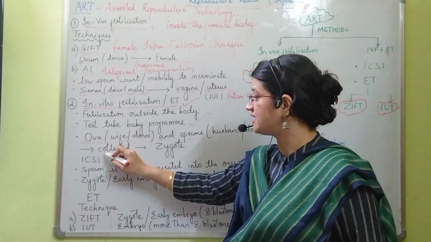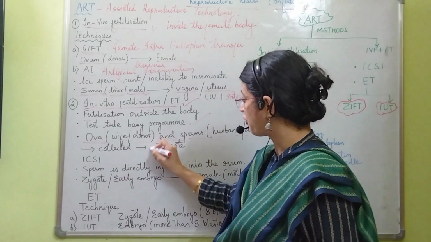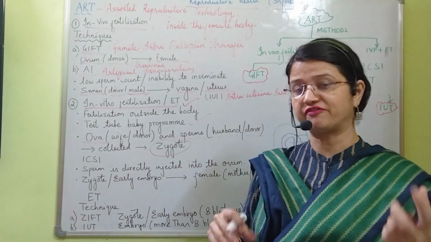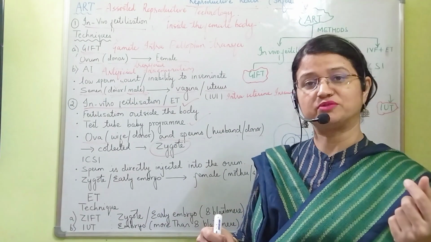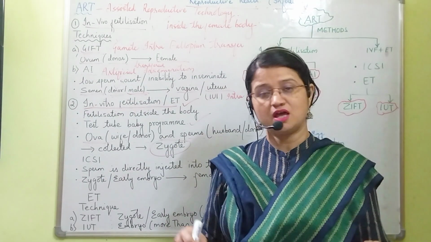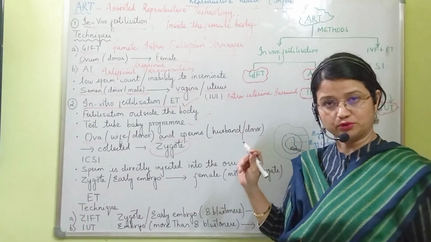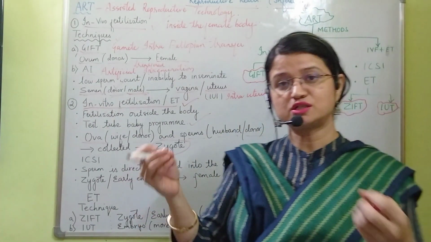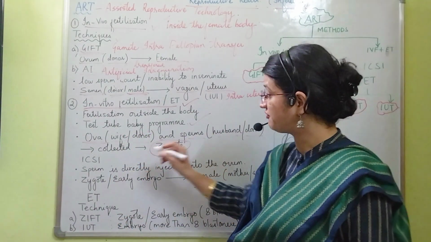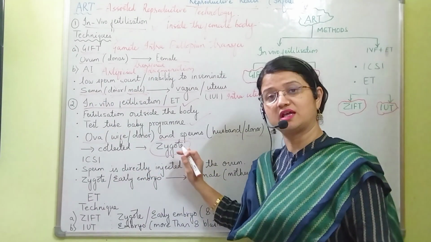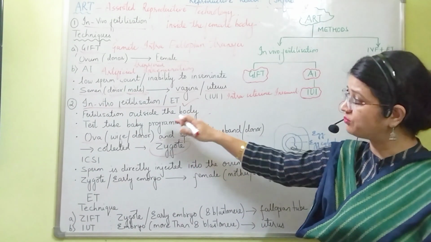After that it is fertilized, and then zygote formation takes place. First of all, we have collected the gametes, male gamete and female gamete. The ovum can be collected from the female partner or the donor. Similarly, the sperm can be collected from the husband or from the donor. When they are collected, they are fused outside the body. The process is known as fertilization. When the fertilization takes place, there is the formation of the zygote. Clear? In this, one more thing we can do.